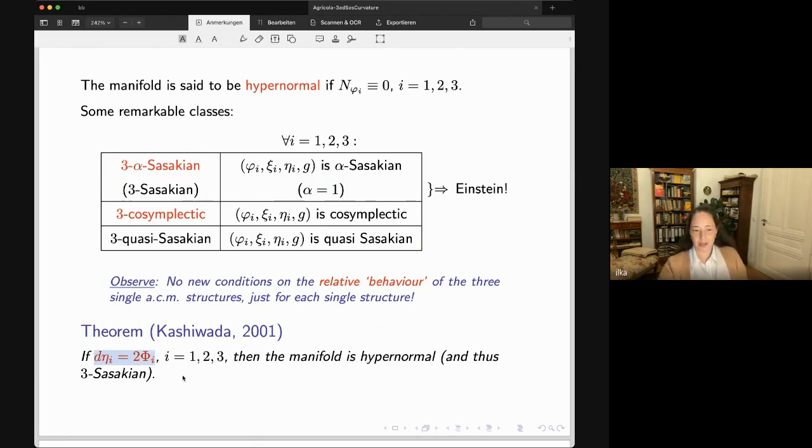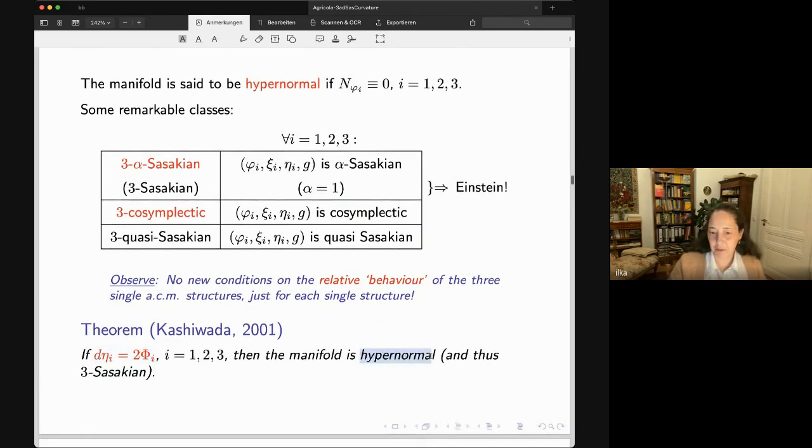Now, there's a classical theorem of Kashiwara, which says that if the structures are truly contact, d eta I equals 2 phi I for all indices I, then the manifold is automatically hypernormal in the sense above, and one proves easily that it's free Sasakian. Whereas if I only have one structure, this condition does not imply Sasaki. If I have three of them, it does. And this condition of hypernormality is quite interesting, right? It gives us better grip on these structures.